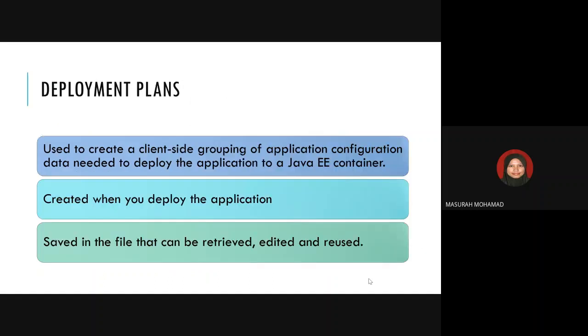All right. So what is meant by deployment plans? It is used to create a client-side grouping of application configuration data needed to deploy the application to a Java EE container. It is created when you deploy the application. So the deployment plan will be created when we deploy our application, and then it is saved in a file that can be retrieved, edited, and reused.